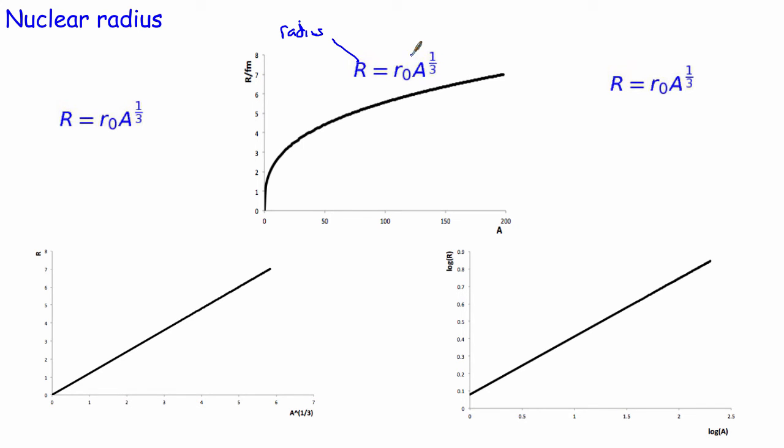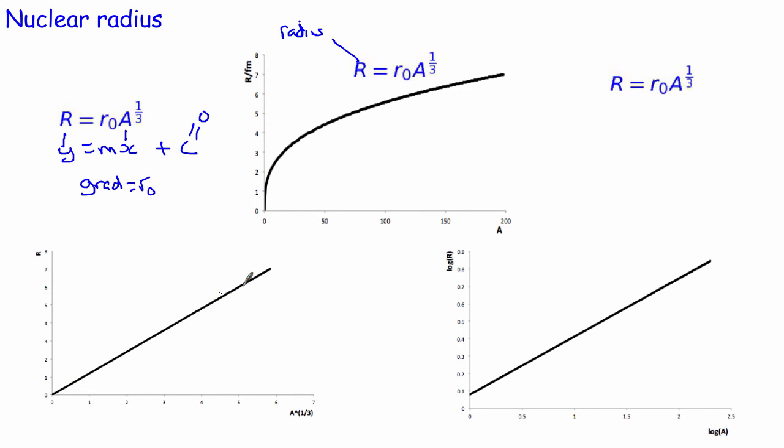Now these graphs are hard to work with, especially if you want to work out what this value here is. There are two ways to do that, and you need to know both ways. Basically, if we write down the equation for a straight line and identify each term, then if we plot R on the y-axis and A to the power of a third on the x-axis, we should end up with a graph with no y-intercept, and the gradient of our line equals this number here, R0, and that's exactly what we get.